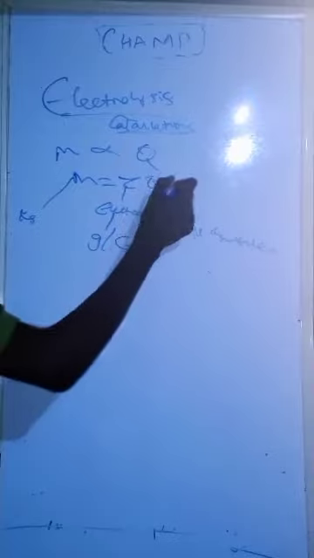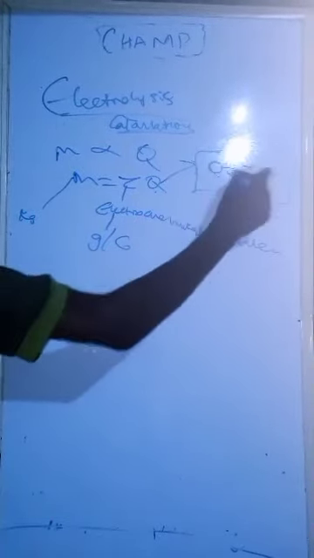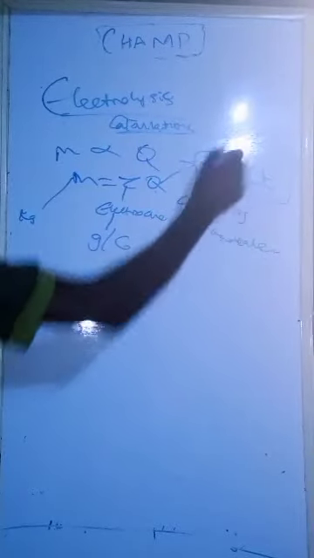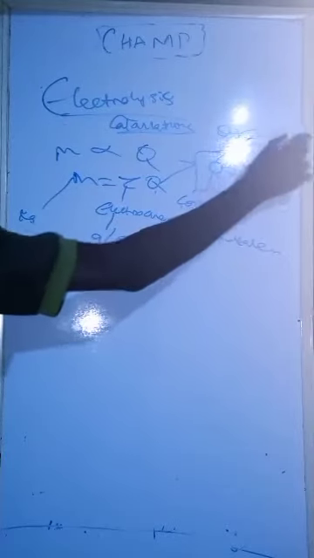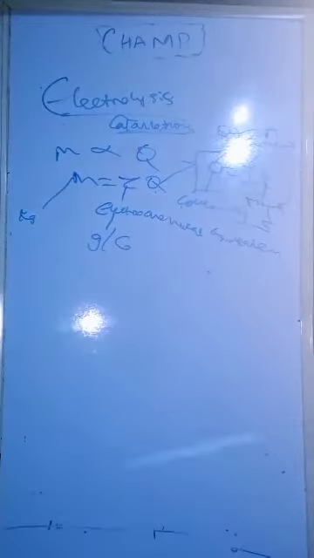Why your Q is what? Q is equal to IT. The unit of Q is coulombs, where Q stands for quantity of electricity. The unit of I is what? Current, in ampere. Then the unit of T is time, in seconds. So M is equal to ZQ.